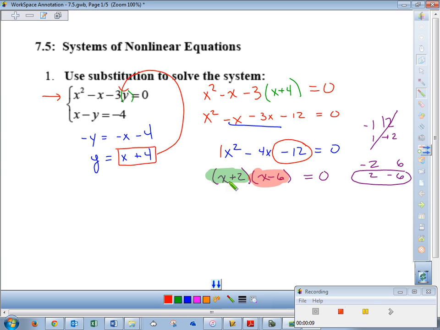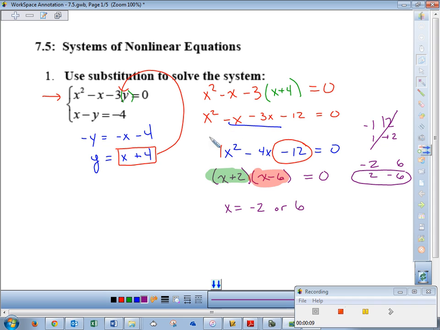Like if the green thing was 0, 0 times whatever the red thing is, shouldn't that turn out to be 0? Well, what value of x would make the green thing turn out to be 0? Negative 2. It could have been possible that the red thing could have been 0 also. What value of x would make the red thing 0? Either one of those two situations would be a true statement.